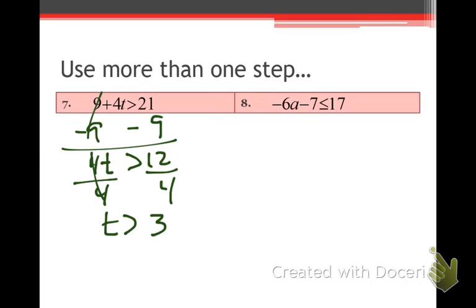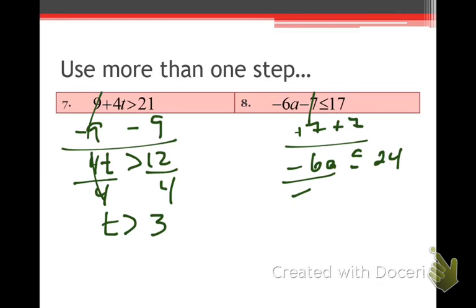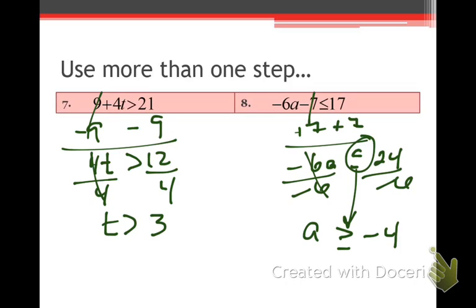Number 8. Logan, number 8. You and your partner, go ahead. Let's walk through this. So I added 7 to both sides, and I got to 24. You divide -6 by 24, and then you get A is greater than or equal to -4. Wait, no, -4. Right. Flip the inequality sign. We divide by -6. Good. Perfect. Flip the inequality sign. Nice.